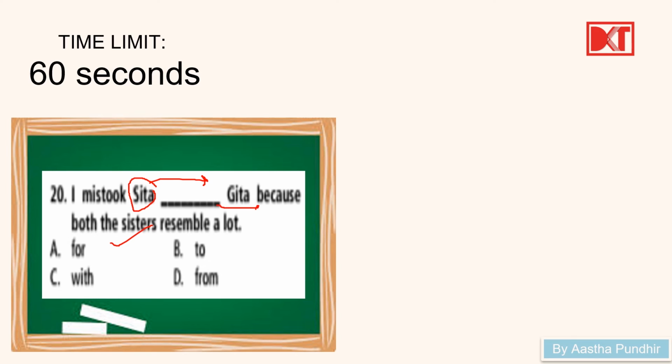Okay. The other ones: to is used for some movement, with for togetherness, from for any source. Correct answer is for.